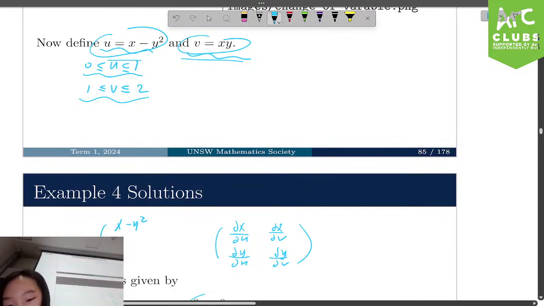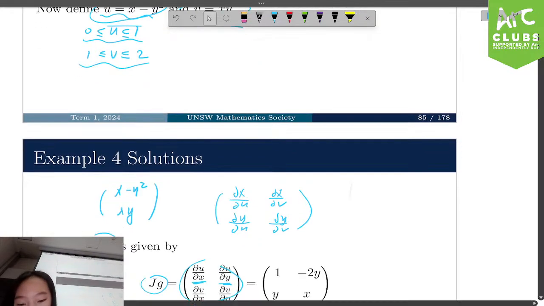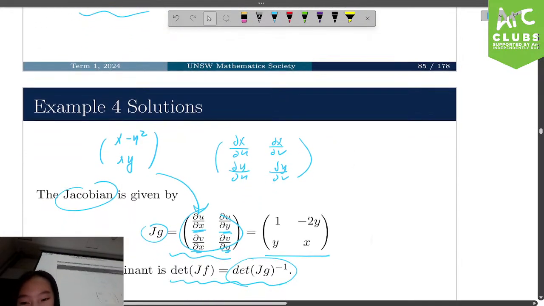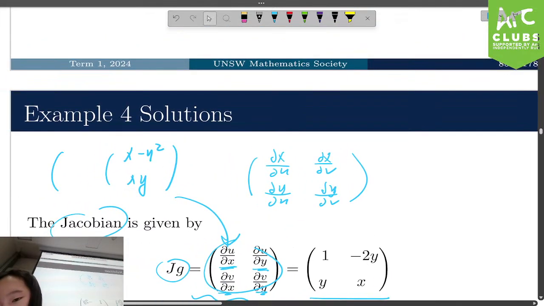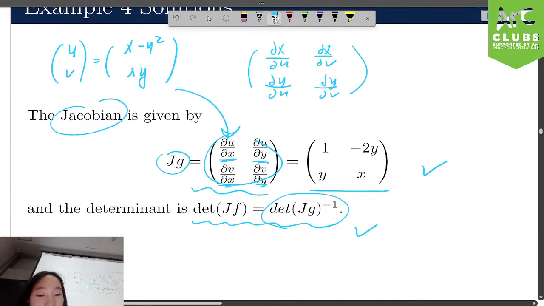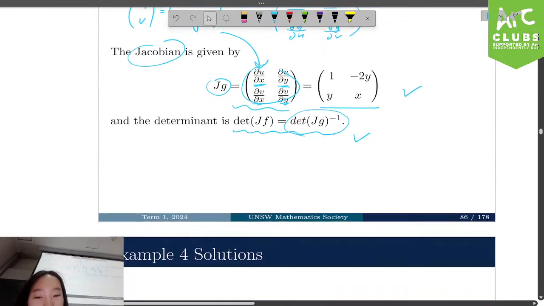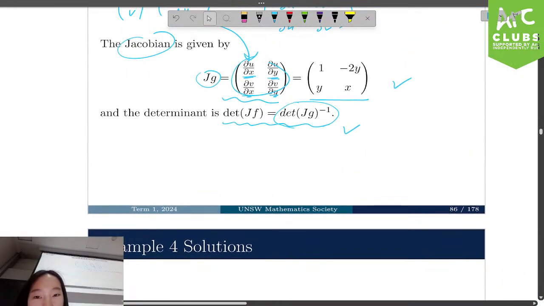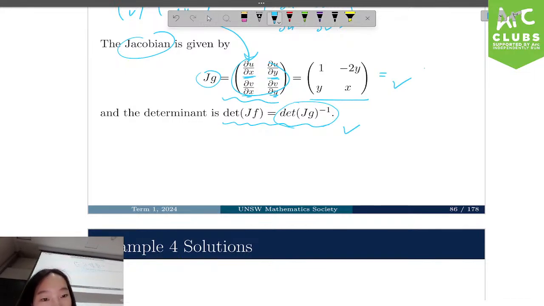x minus y squared and xy. Use this formula. That's our u and v. Take this formula, we get the following matrix. And our determinant would just be the inverse of it. So the determinant for the Jacobian matrix G will be x plus 2y squared, and then the determinant for the Jacobian matrix F would just be 1 over x plus 2y squared.